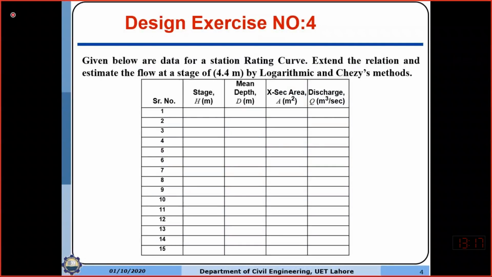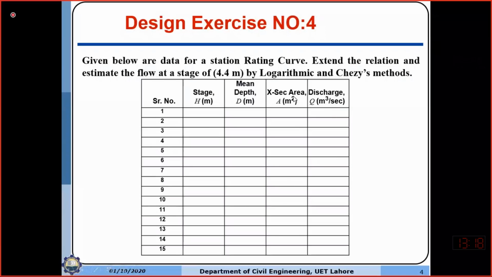So here there is a blank and space. Mention 4.4 meter by logarithmic and Chase's method. At the end of these slides, you are given this data. You are given the stage in the river. I will come to it. What is stage? You are given the mean depth corresponding to this stage, the cross-sectional area corresponding to this stage, and the discharge corresponding to this stage.